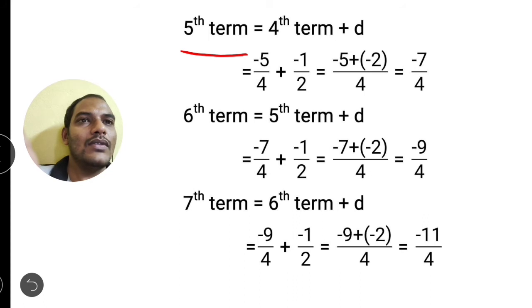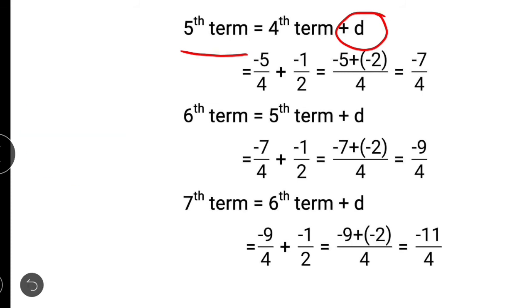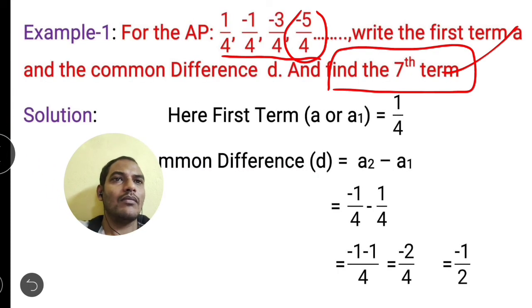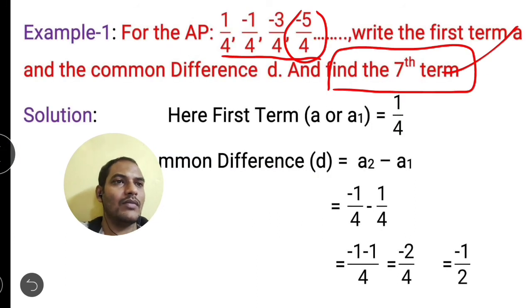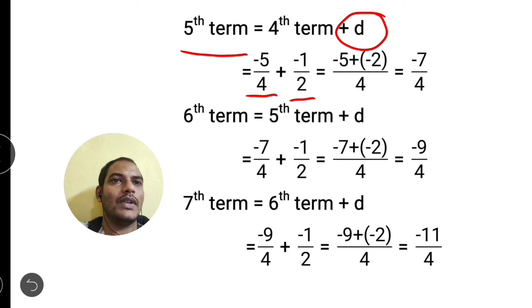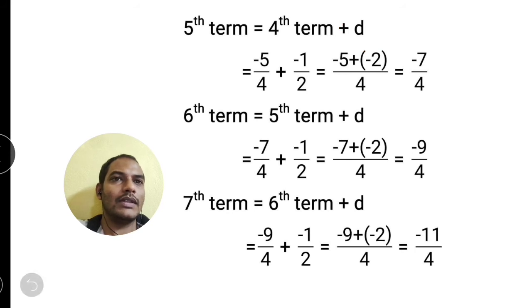So the fifth term is equal to, to get the fifth term, add the common difference to the fourth term. So the fourth term is minus 5 by 4. So here minus 5 by 4, common difference we already found, that is minus 1 by 2. So minus 5 by 4 plus minus 1 by 2. Here 4 comma 2 LCM. What is the 4 comma 2 LCM? Yes, 4 is the LCM. Then the numerators are minus 5 plus minus 2. So minus 5 plus minus 2 equals minus 7. So minus 7 by 4 is the fifth term.